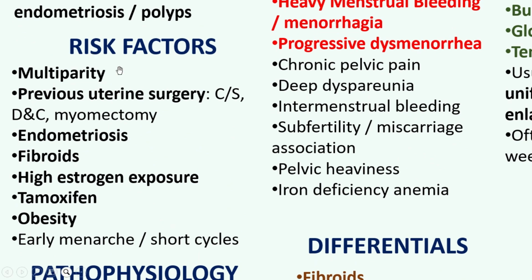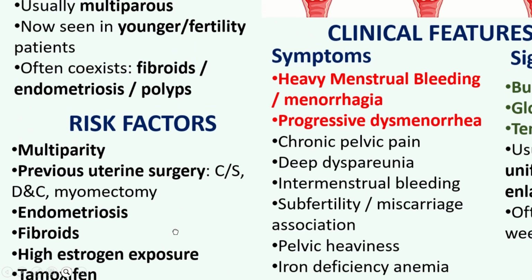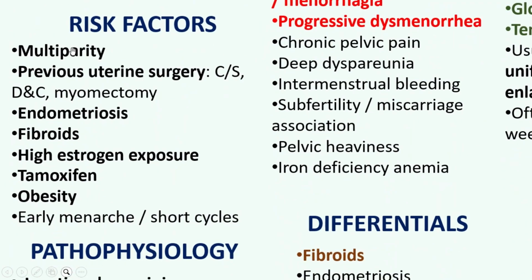So we'll look at the risk factors that have been implicated. Multiparity is one of them, having very many children. We think that this repeated trauma to the endometrial layer can cause the endometrium to leak into the myometrium because there's disruption of that basal layer. Then previous uterine surgeries like cesarean section, D&C, and myomectomy are thought to also cause a disruption in the myometrium as well as the endometrium, so they destroy that interface, and the endometrium ends up leaking into the myometrium.